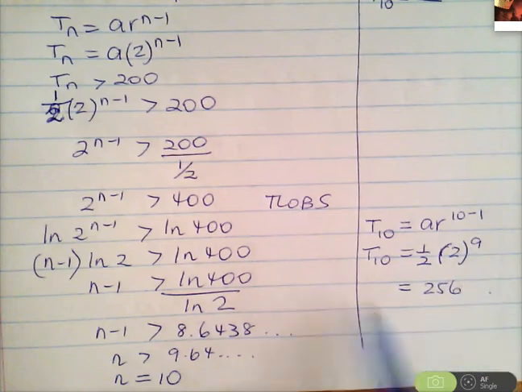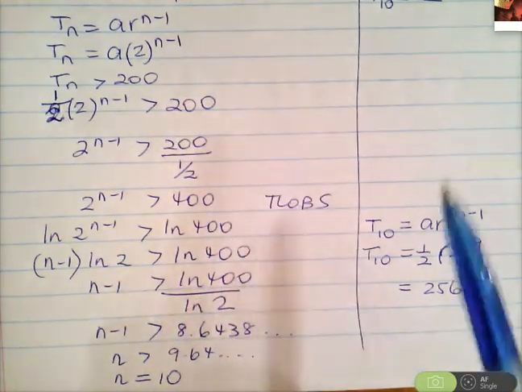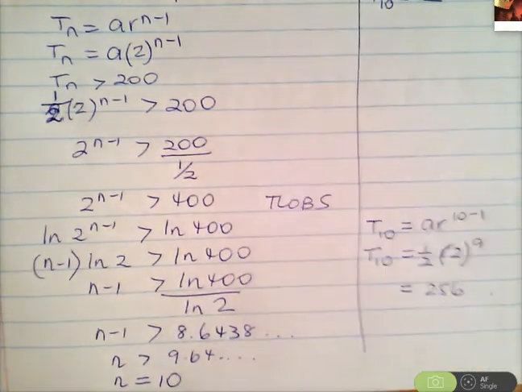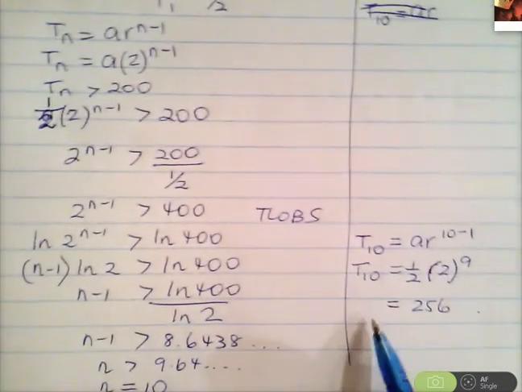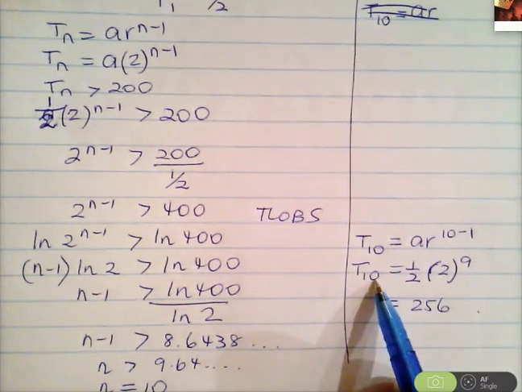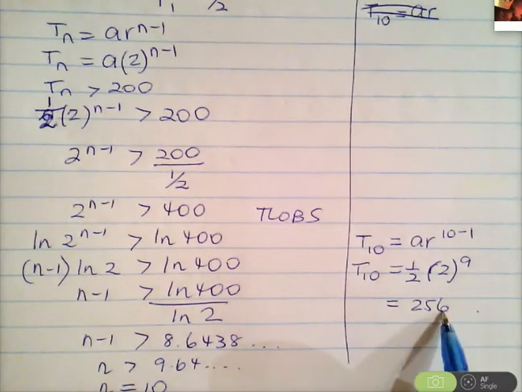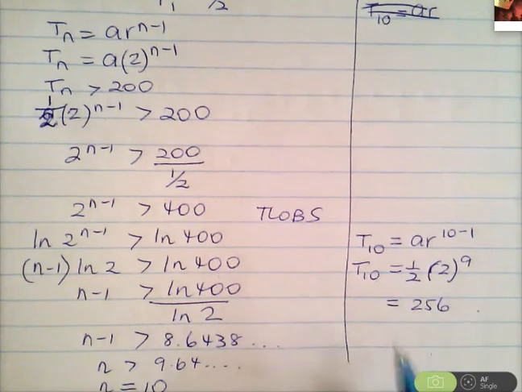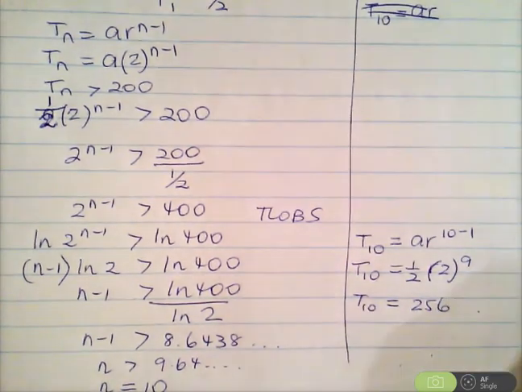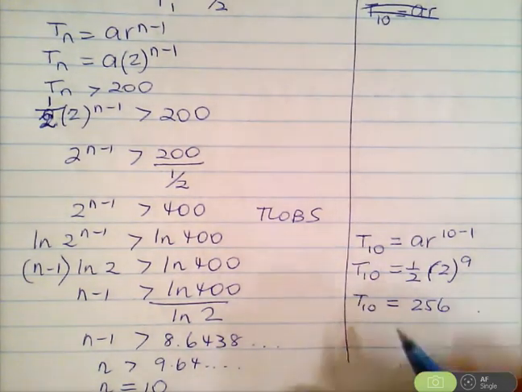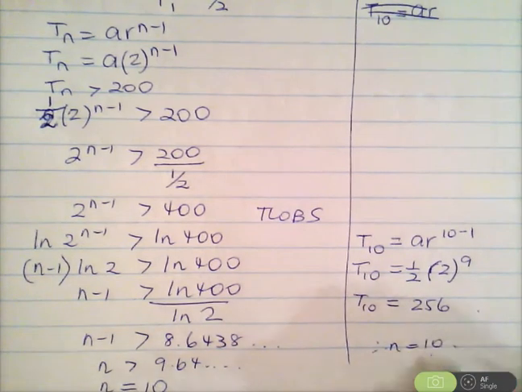Now the term before that, because we know that the common ratio is 2, T9 would be 128, the term before that. So the value of n that gives the first term that exceeds 200 is n equals 10, okay?